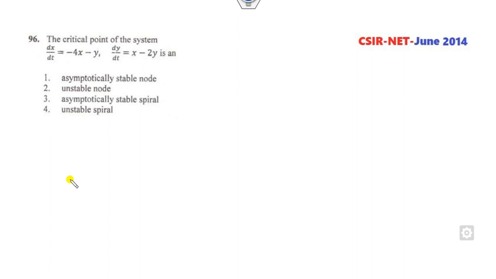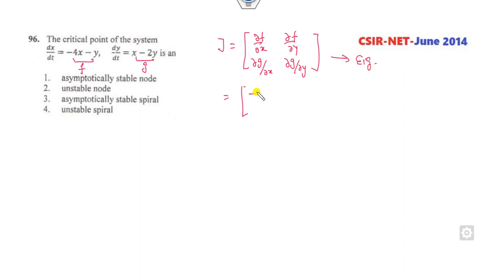Now look at the critical points. Whenever there is a question related to the critical point, you can consider this as F and this as G. Then find the Jacobian. How do you find the Jacobian? Take the partial derivatives of F with respect to x and y, similarly for G, and then find the eigenvalues. So first we can write the matrix as minus 4, minus 1, plus 1, minus 2. What are the eigenvalues? Lambda square plus 6 lambda plus 8 plus 1, that is 9. So the eigenvalues are minus 3, minus 3.